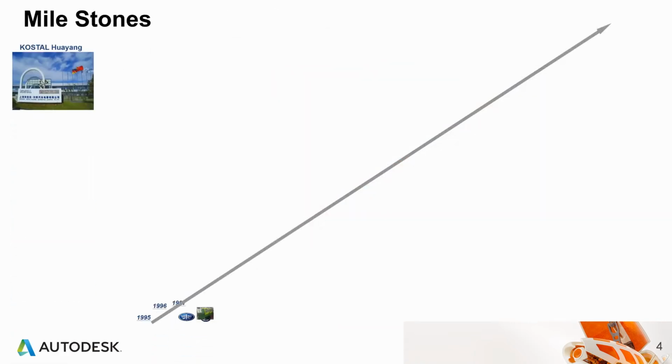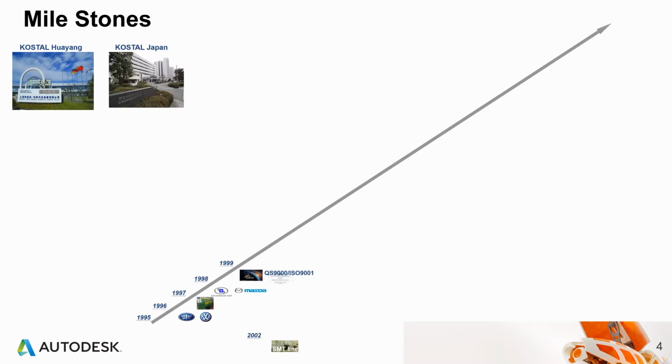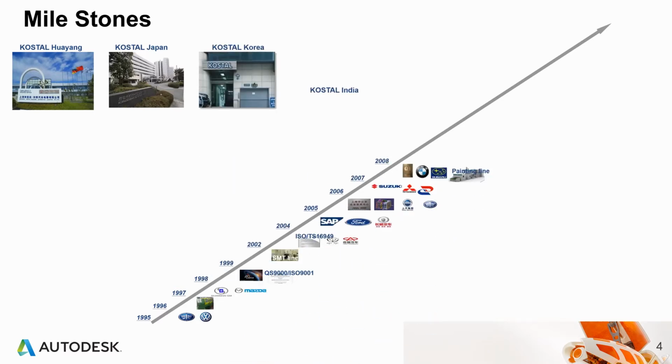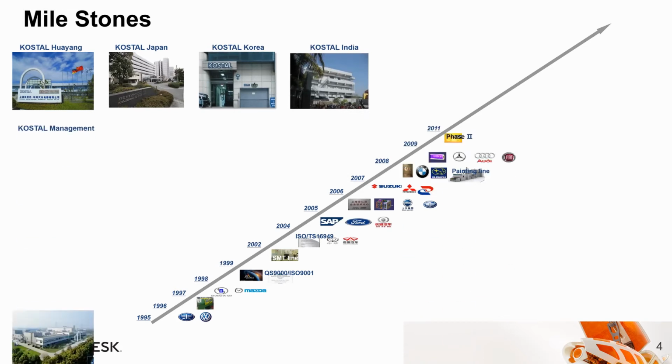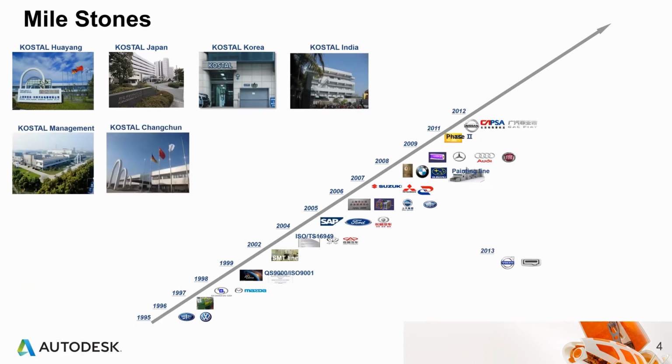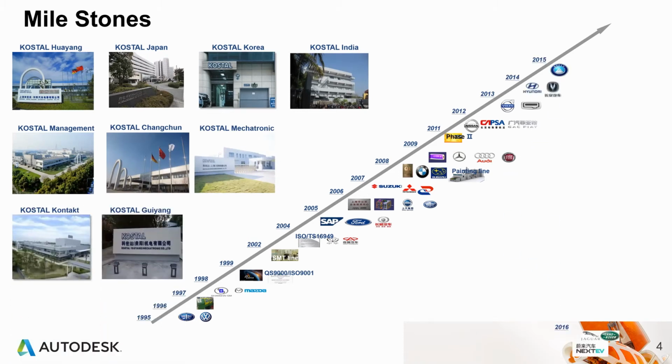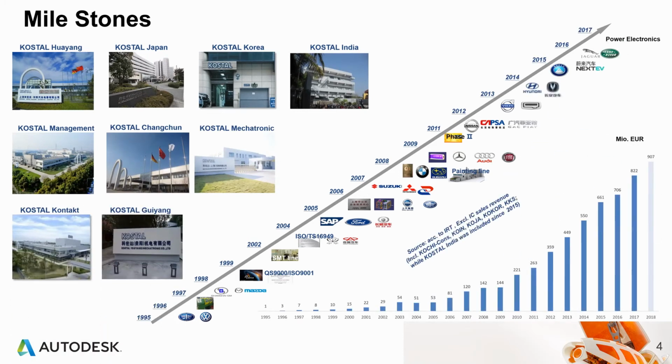Since KOSTAL Huayang was created in 1995, until now, there are 9 branches, and the employees are more than 4,000. The sales of last year were about 907 million euros.